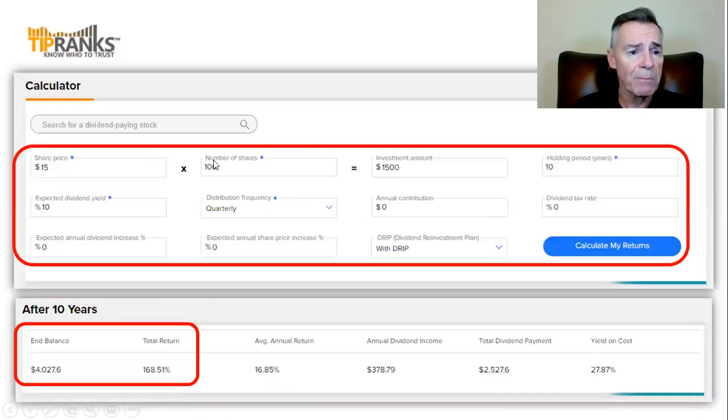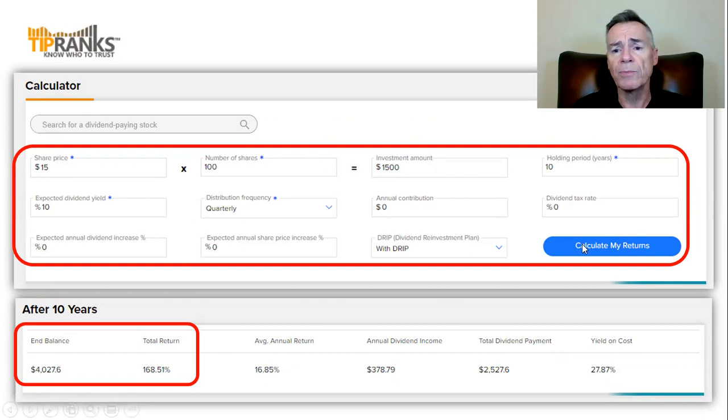So using my example of Sibanye, remember we said the closing share price on Friday was $15 per share. And let's say I want to buy 100 shares of Sibanye, which is going to be an investment amount of $1,500, and I'm prepared to hold this position for 10 years. And I'm expecting an annual dividend yield of 10%, which is actually somewhat conservative because it currently pays about 11% based on the stock price of $15.